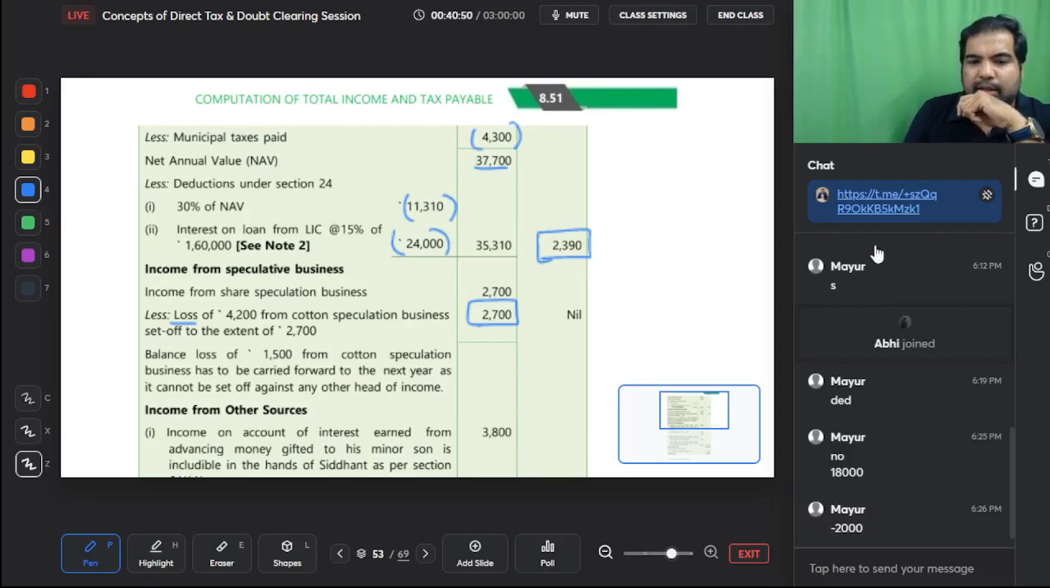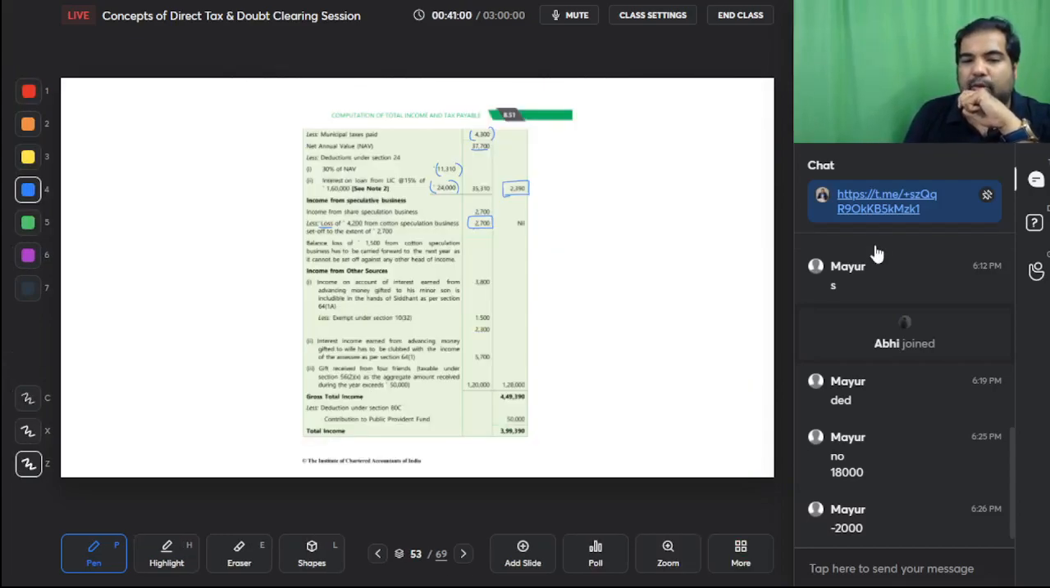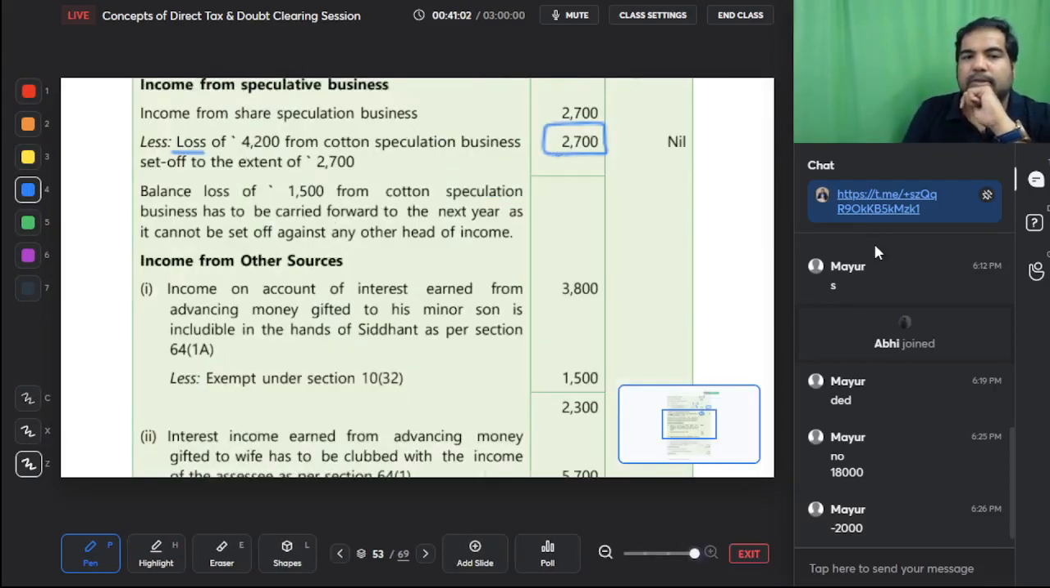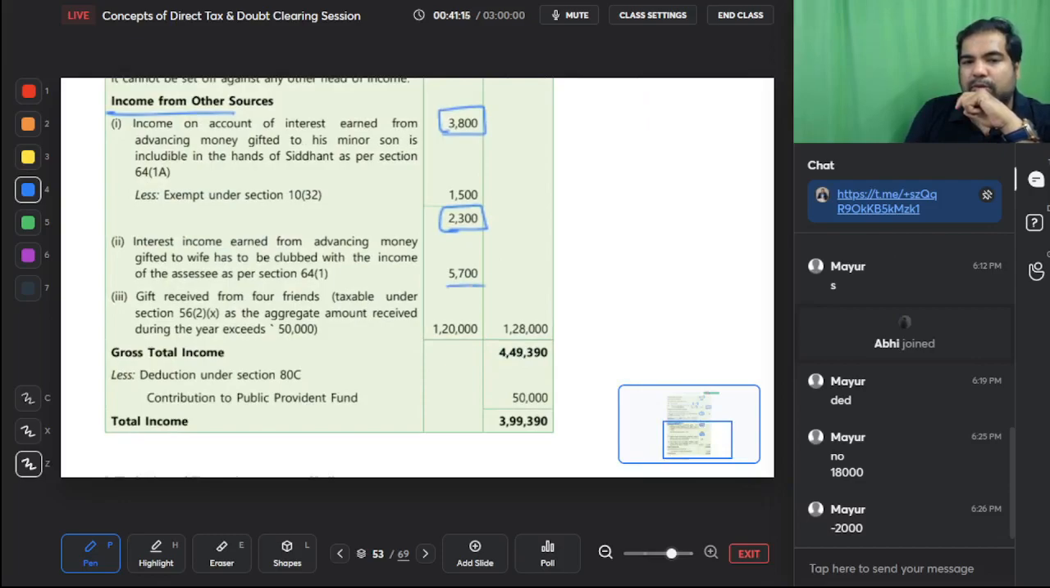Okay, so one is an income, one is a loss. Sorry, my bad. This is what he earned. 2,700 he earned, but you can minus 4,200 from this, and the balance has to be carried forward. Balance of 1,500 can be carried forward. Speculation business. Income from other sources, interest, that 19%, but you can minus 1,500. And for the wife also, this will be clubbing, and IFOS gift. So this is his total income.